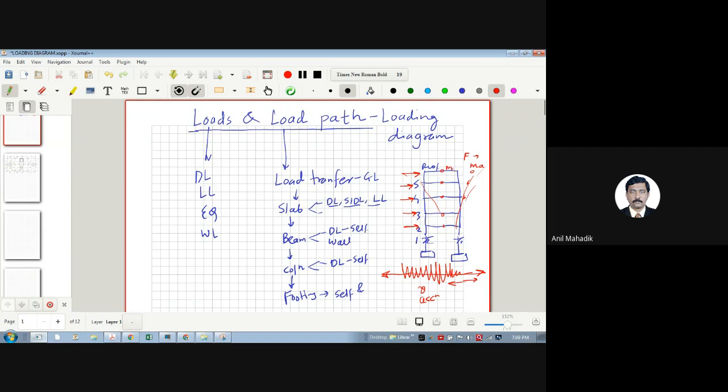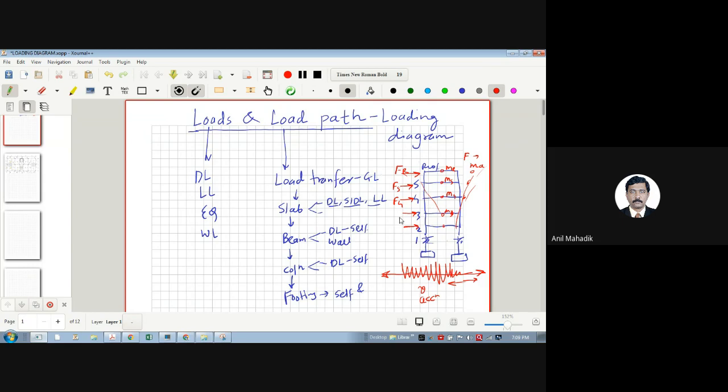If the masses are M roof, M5, M4 like this, I'm not going into detail here today. It will come sometime in future sessions. But with this mass into acceleration, there will be forces like this, FR, F5, at every floor. And if you analyze this structure for the horizontal loading, you will get bending moment, shear forces, axial forces.